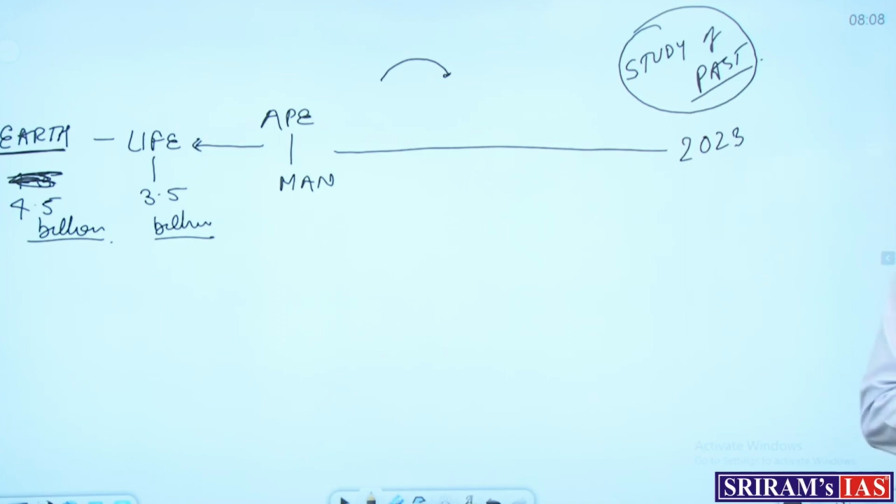You came to Sriram's IAS, it is not at all historical for you. But when you become an IAS officer, it will become historical for you. So not all the events of the past, but those events which have great impact on the future social, economic and political life of humanity. This is the first definition of history, right?